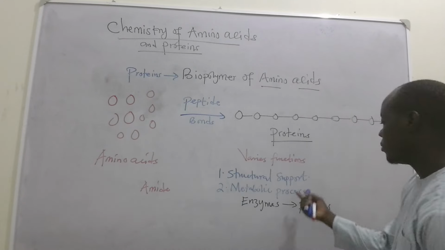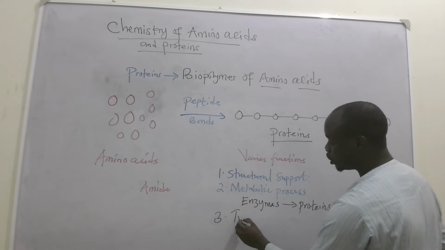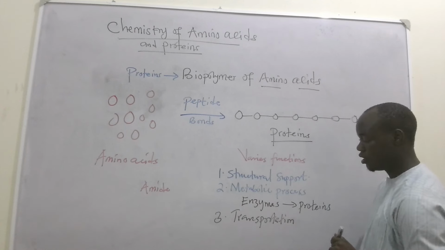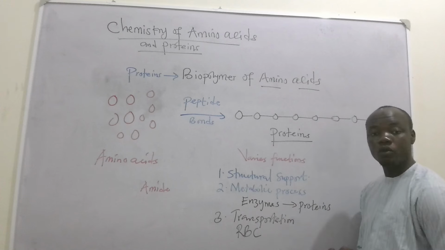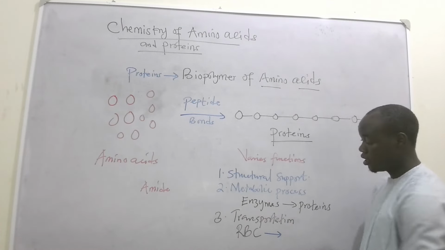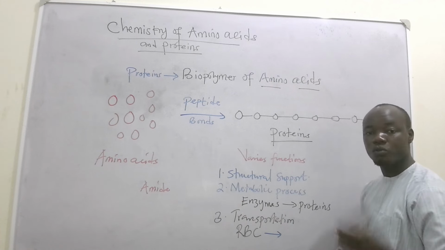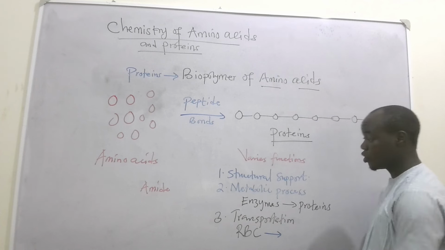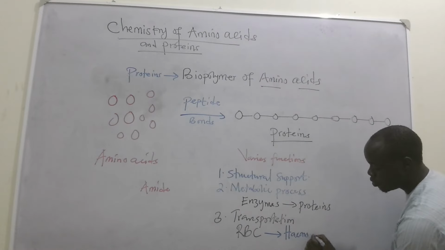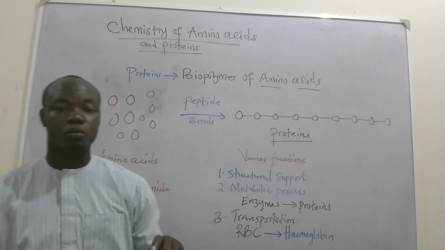And then apart from the metabolic activities, proteins are also involved in transportation. For example, in the red blood cell we have hemoglobin, and we know that the main function of the red blood cells in the body is the transport of oxygen. What makes the red blood cells transport oxygen in the body? It's because of the protein present in the red blood cell, and that protein is hemoglobin. Hemoglobin is responsible for the transport of oxygen from one part of the body to another.